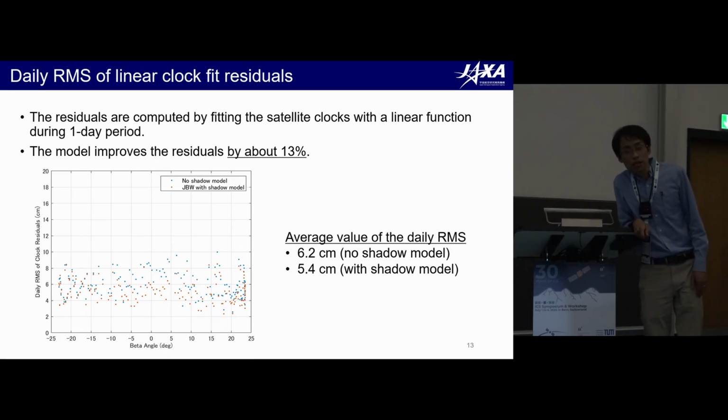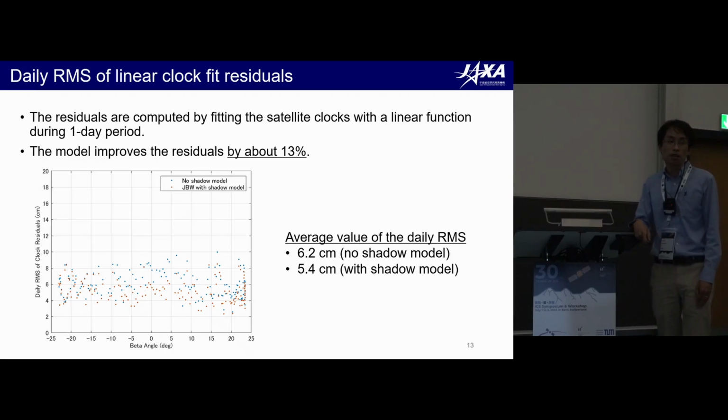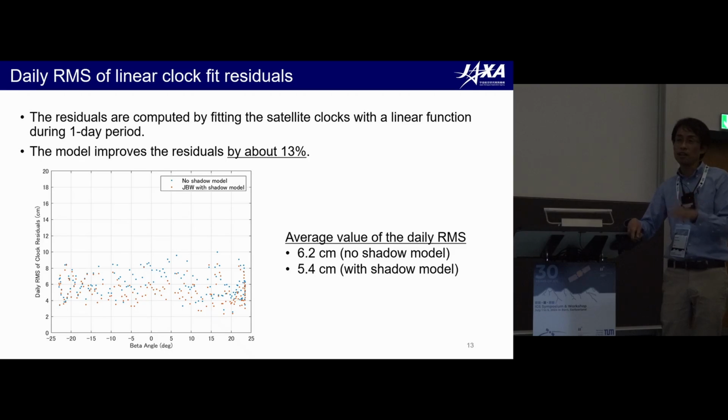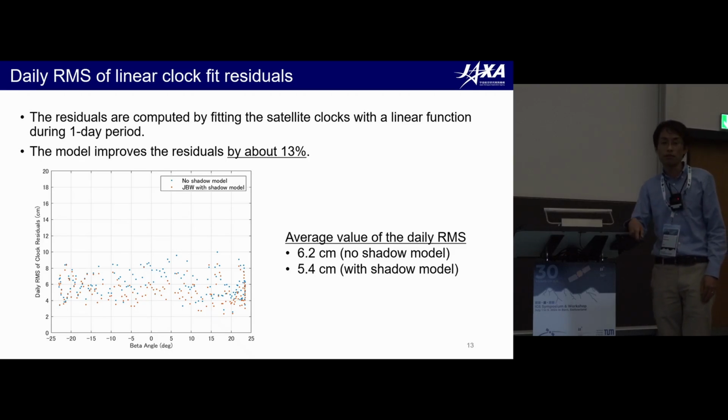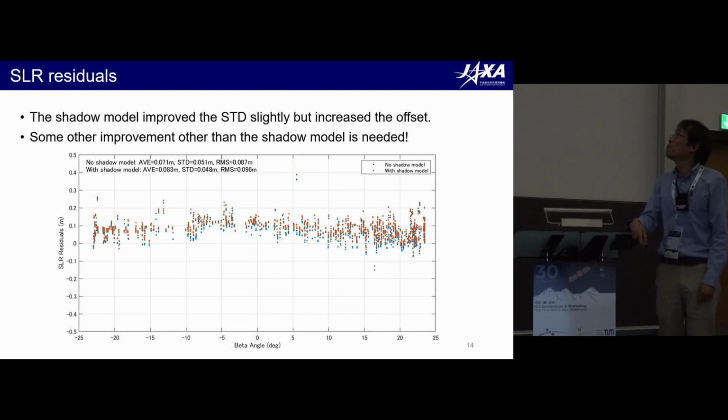This is another result using the daily RMS of the linear clock fit residual, which is computed by fitting the satellite clock with a linear function over a 1 day period. Because QZSS or GNSS satellites have highly stable clocks, we can see the clock error using the fitting with a linear function. According to the results, the shadow model improved the residuals by about 13%.